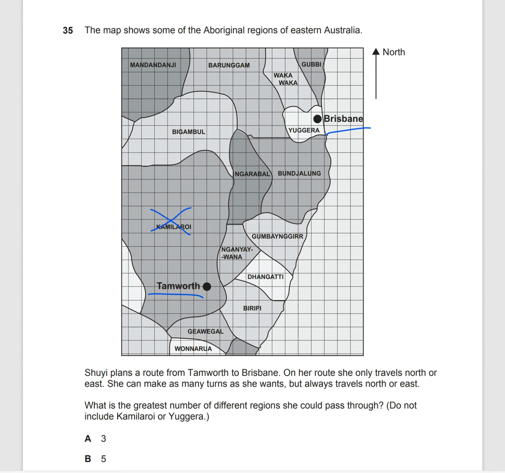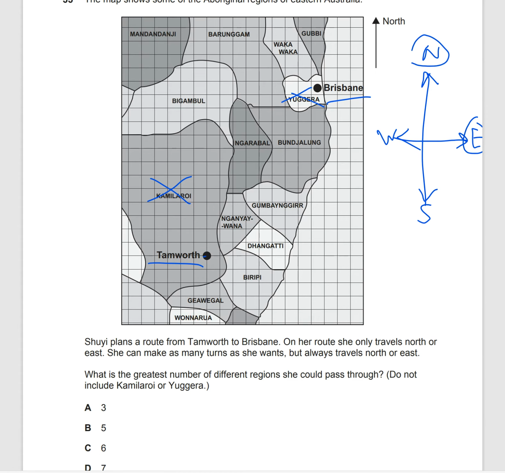Okay, so we're not including the one that she's starting with or ending with, okay? So using our compass, this way is north, they said. Never eat soggy Weet-Bix is the acronym that I use to memorize NSW, the positions. She can only move north and east. So let's try draw it, okay? Starting with Tamworth, we can only go east and north.